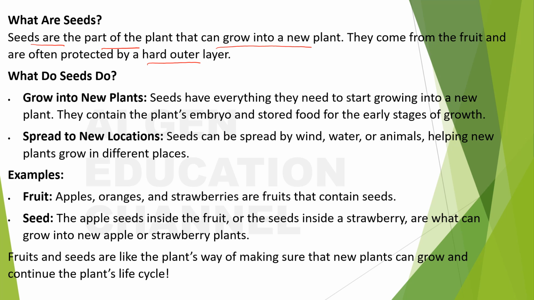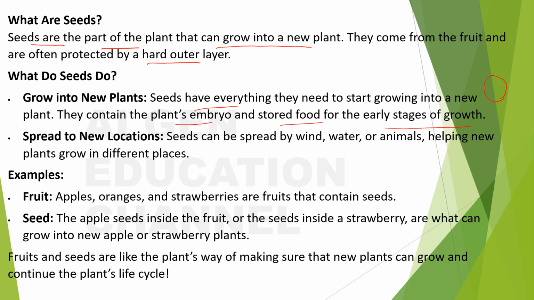They grow into new plants. Seeds have everything they need to start growing into a new plant. They contain the plant's embryo and stored food for the early stages of growth. So seeds have everything with it. It's a complete package. It carries with it the embryo and the food the embryo needs.